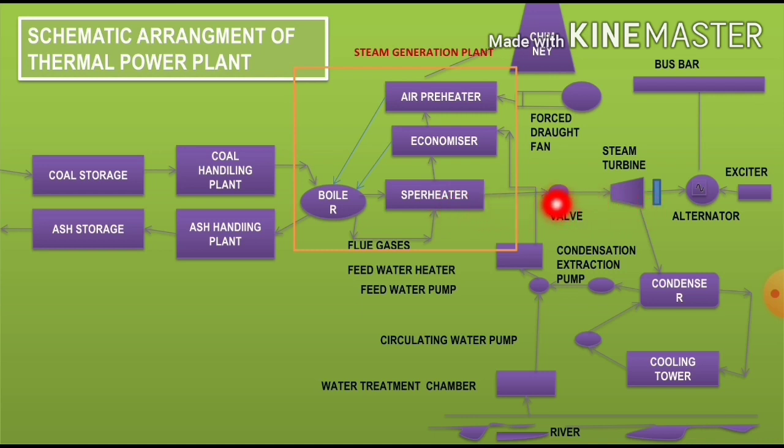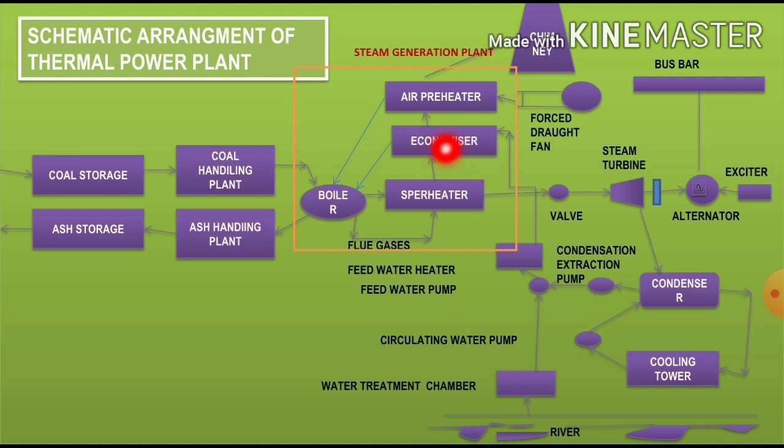And regarding the economizer, an economizer is essentially a feed water heater. It derives heat from the flue gases. The feed water is fed to the economizer before supplying to the boiler. The feed water is heated by part of the heat of the flue gases.